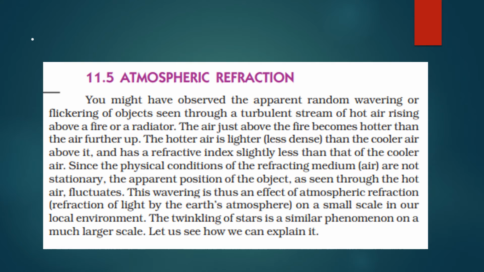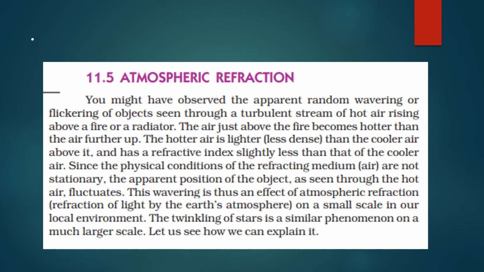You might have observed the apparent random wavering or flickering of objects seen through a turbulent stream of hot air rising above a fire or a radiator. The air just above the fire becomes hotter than the air further up. The hotter air is lighter, that is why we can say it is less dense, and the cooler air above is heavy, so we can say it is more dense, and the refractive index of hot air is also slightly less than that of cooler air. Since the physical conditions of the refracting medium are not stationary, the apparent position of the object as seen through the hot air fluctuates. This wavering is thus an effect of atmospheric refraction on a small scale in our local environment.